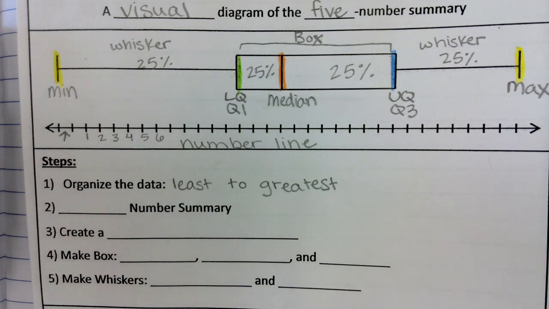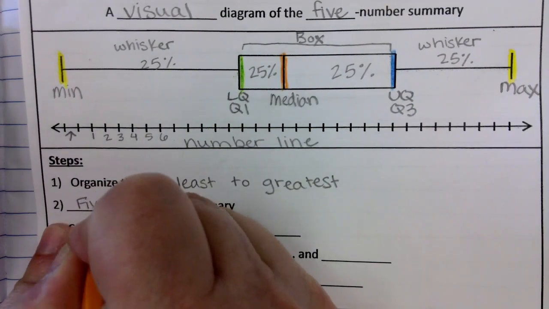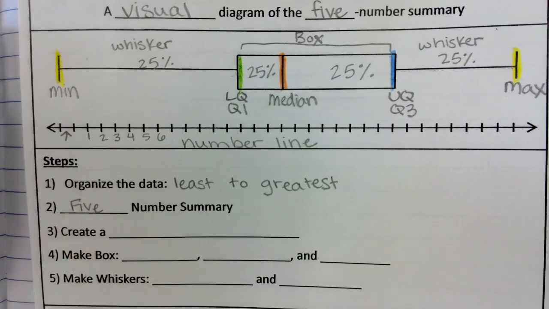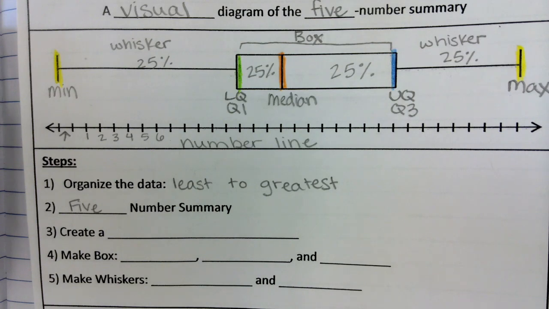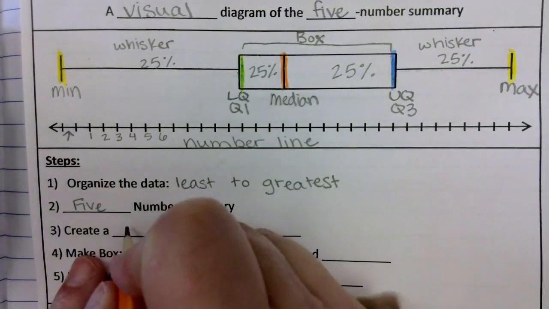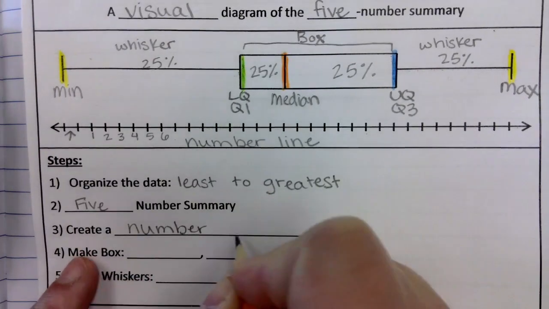So I actually want to find what is the minimum, what is the maximum, lower quartile, upper quartile, all that good stuff. Step number 3, we're going to create a number line. That actually comes before we do the box or the whisker, because we have to know where that number line is and where we're going to put those points.